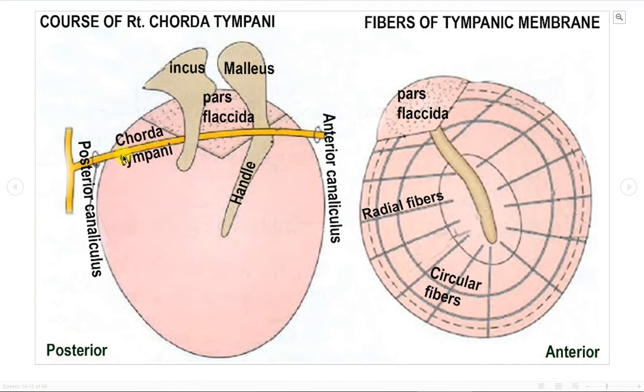This is clinically important. It should not be injured around the middle ear surgeries or tympanic membrane surgeries. It runs through pars tensa and pars flaccida both. And the openings of entry and exit, that is known as canaliculus. This is posterior canaliculus and this is anterior canaliculus. You can see in the middle ear sections these two different terms in schematic diagrams.